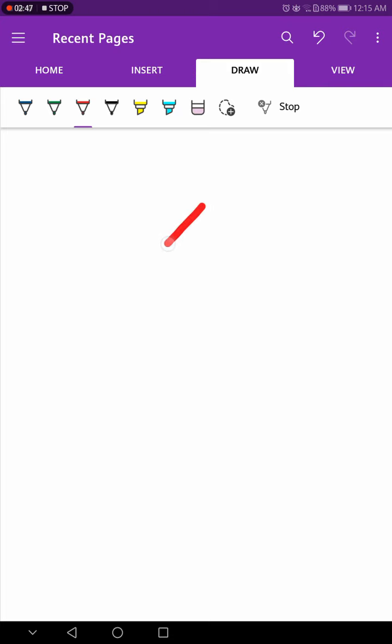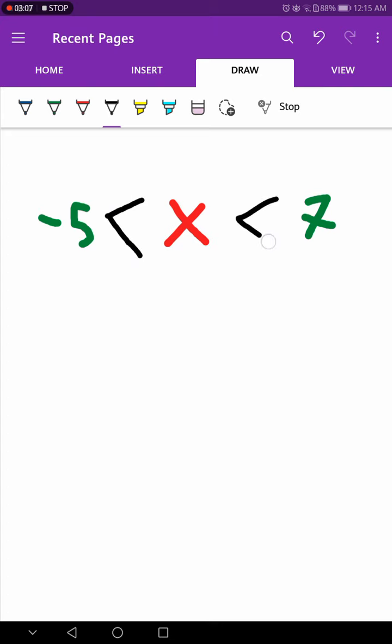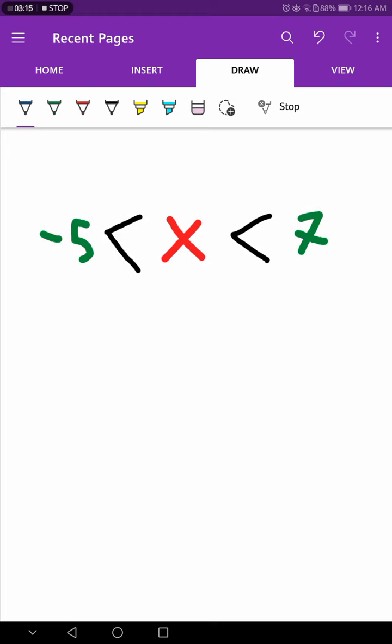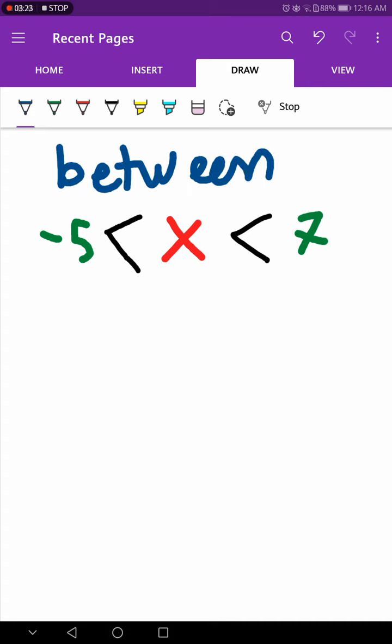First of all, I draw the x in the middle, and the small number, which is -5, on the left, and the big number, which is 7, here. And I said it is between -5 and 7, so it is greater than -5 but less than 7. Okay, so this explains how to write between.